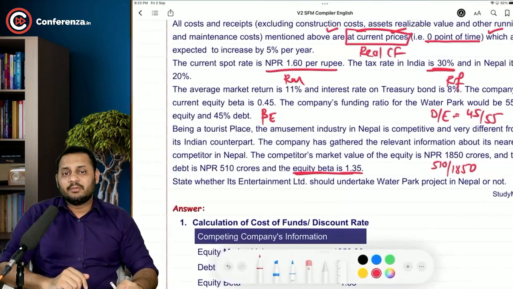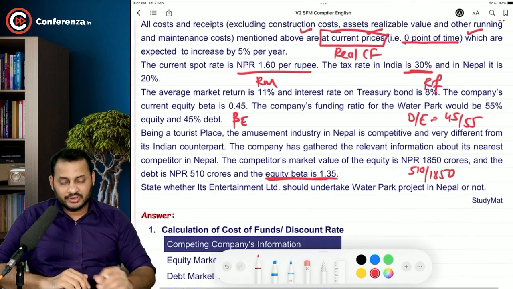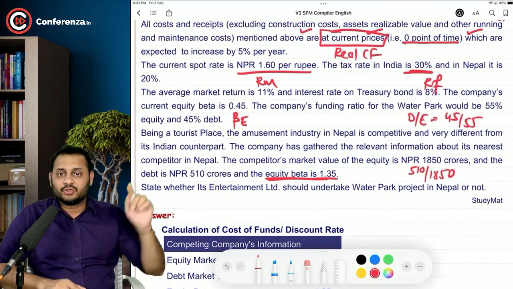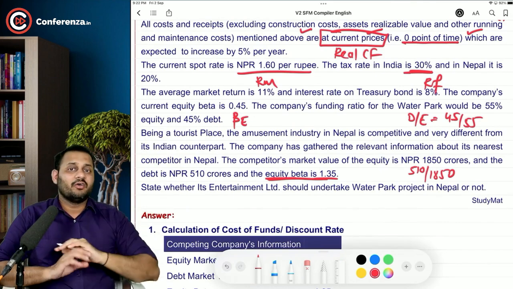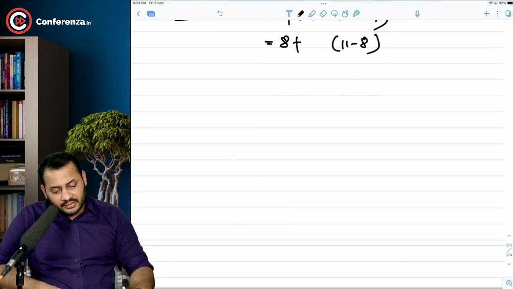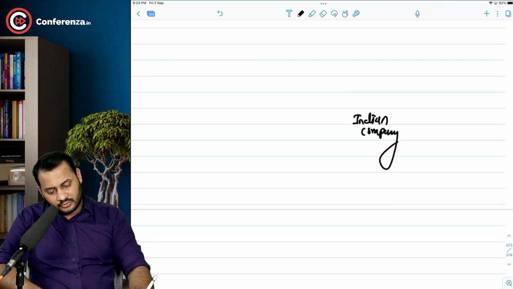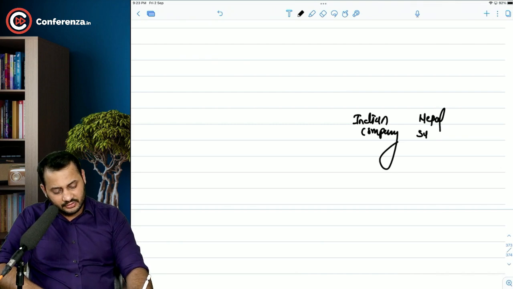Now you might say that the beta of equity of 1.35 is given, sir. Can we use that? No, we cannot use that. Can we use this equity beta of 0.45? We cannot use that as well. I will tell you. There are three entities in the question. First one is the Indian company. Second one is the Nepal subsidiary, or Nepal project of the Indian company. And the third one is the Nepal competitor.